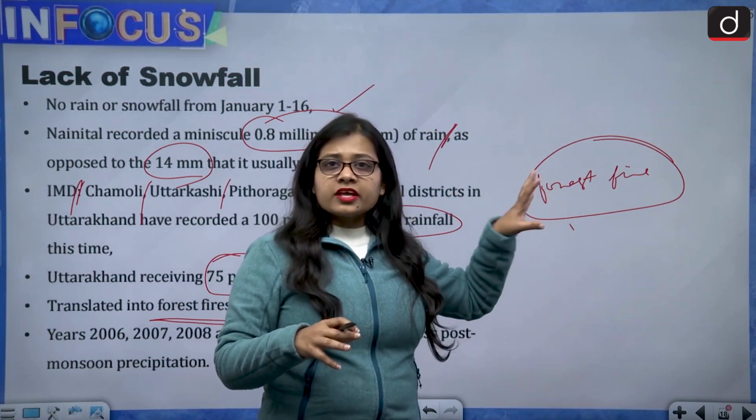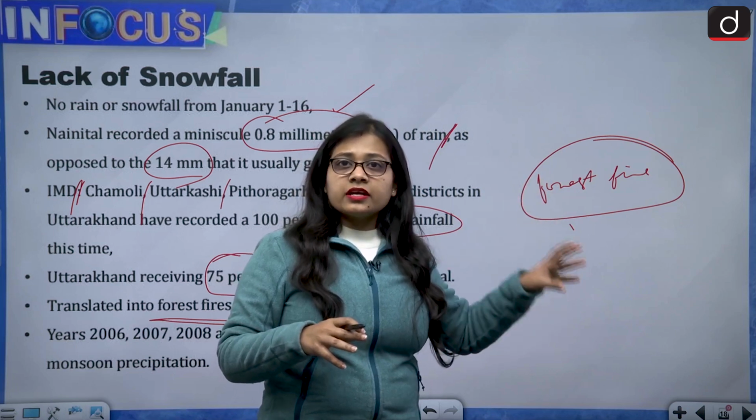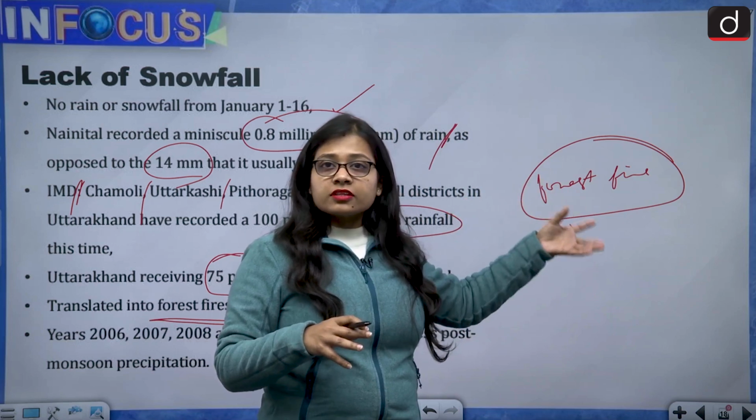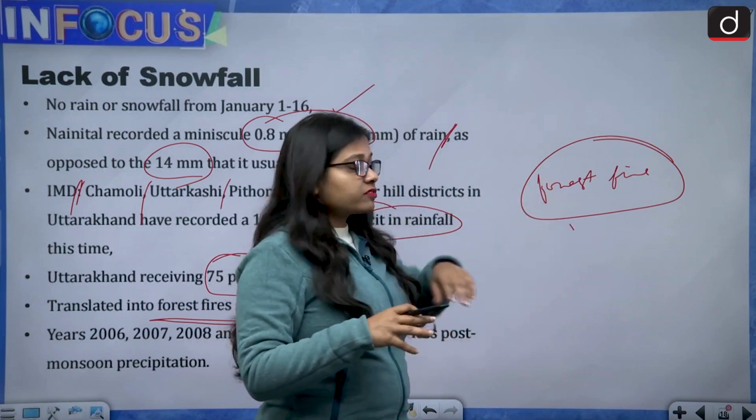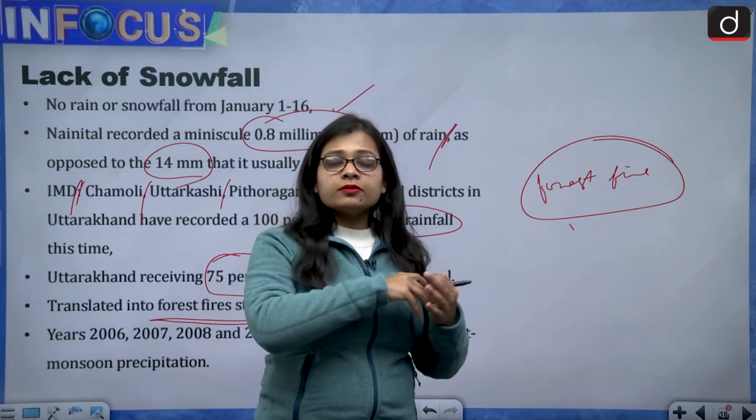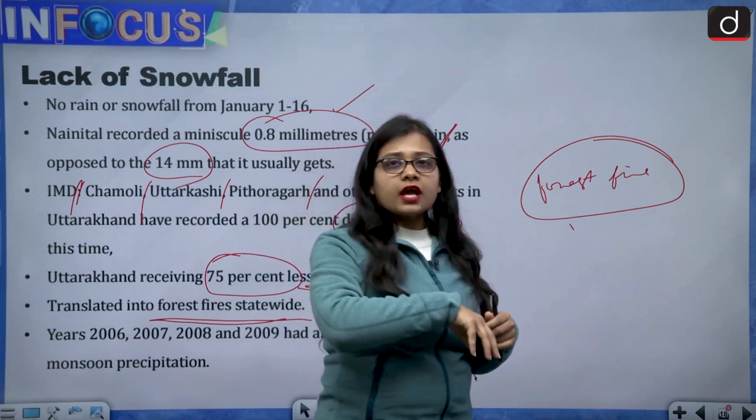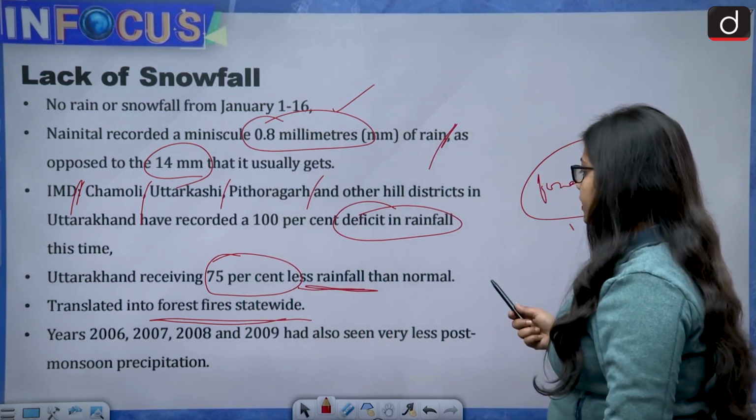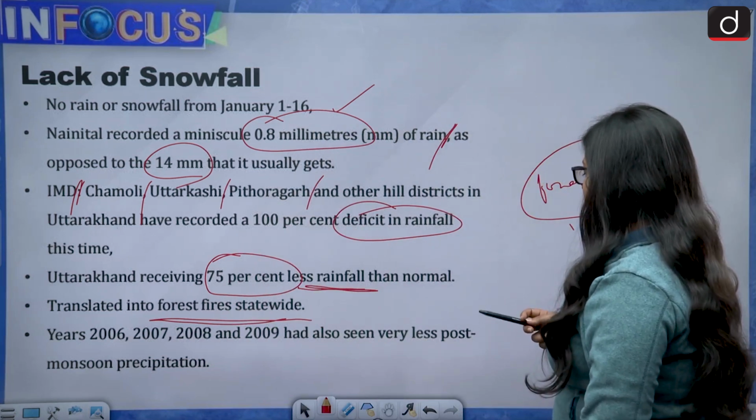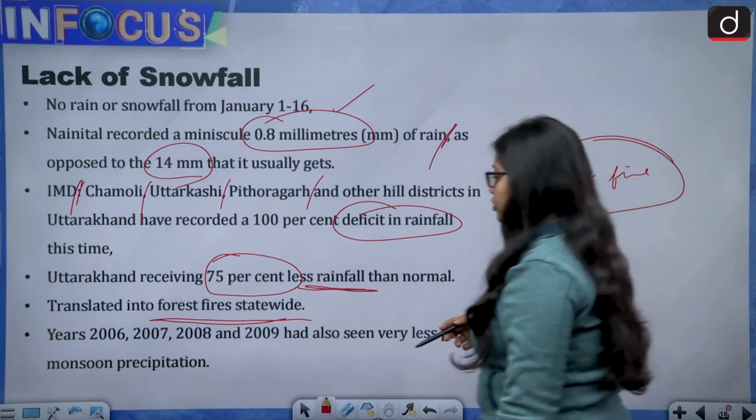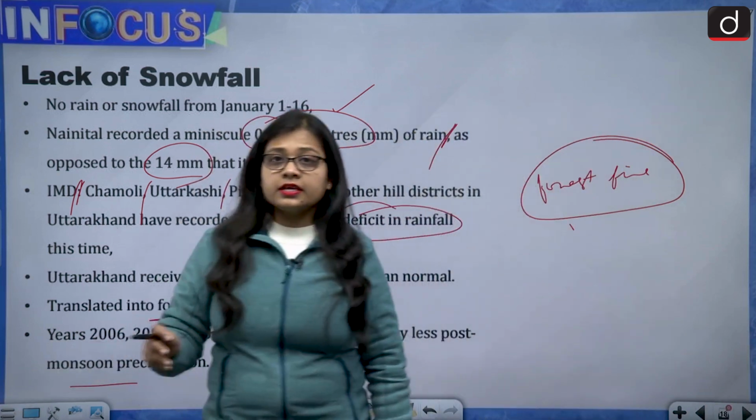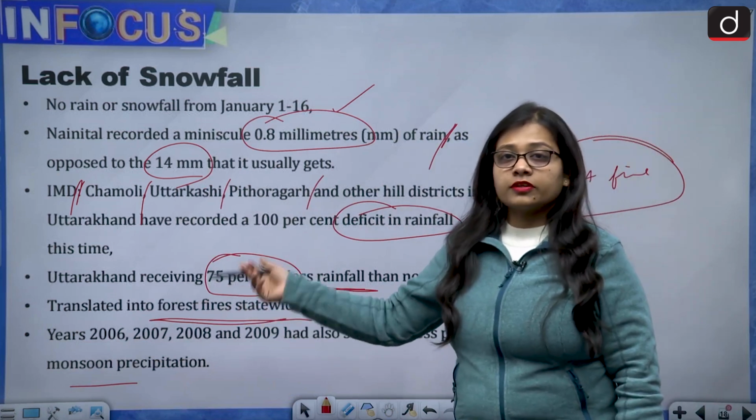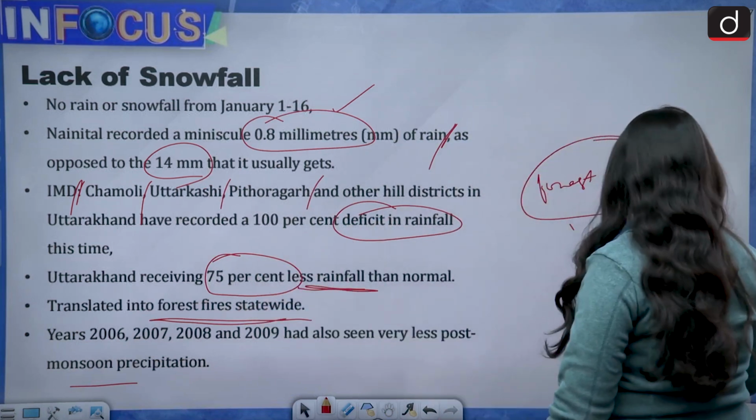But now that there is a rainfall and a snowfall deficit, there is nothing which can suppress this forest fire, and that is the reason that the incidents of forest fire are on a rise. The years 2006, 7, 8 and 9 had also seen very less post-monsoon precipitation, and the starting of 2024 is also seeing very less precipitation.